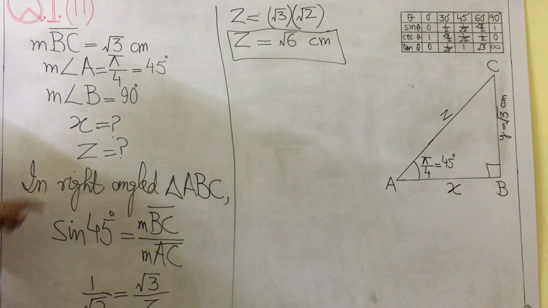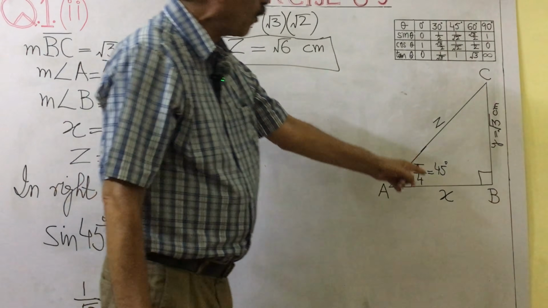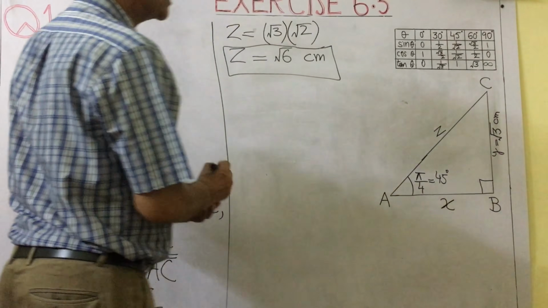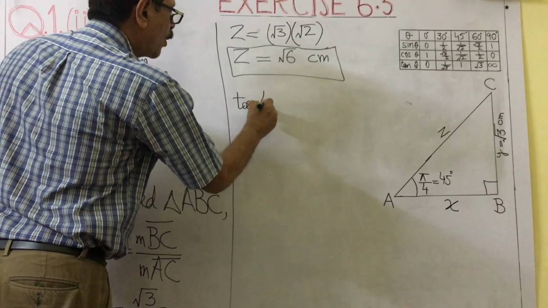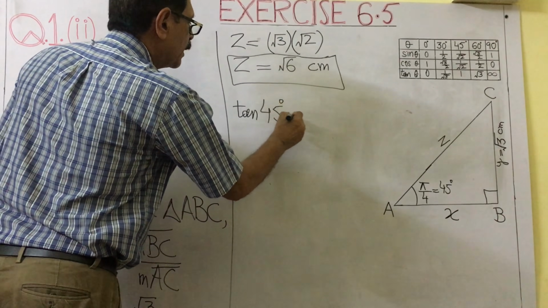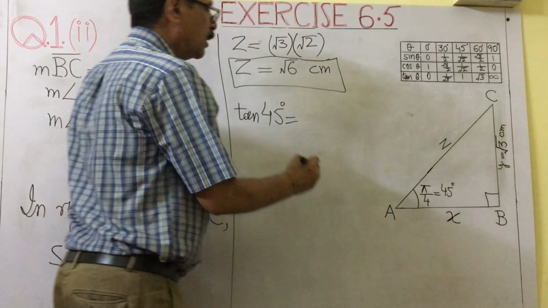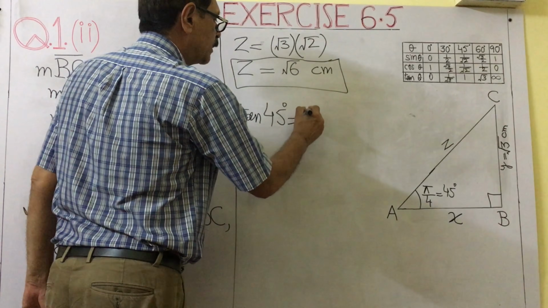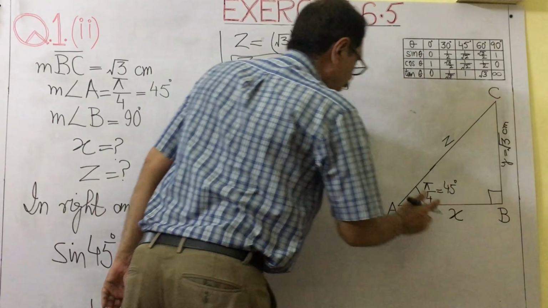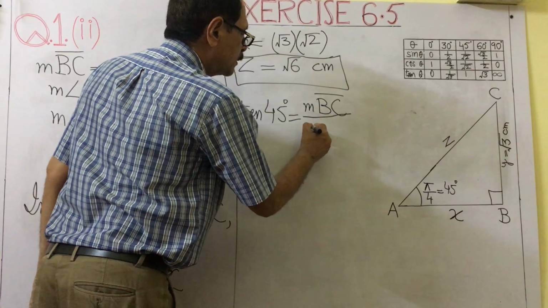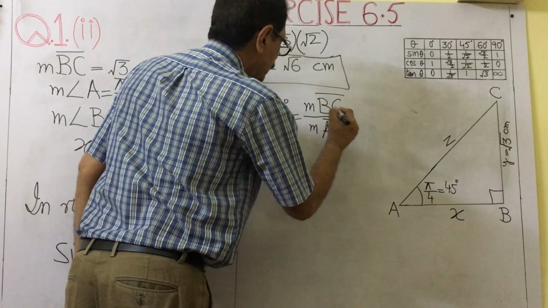Now we will find the value of X. We can say tangent of 45 degrees is equal to perpendicular over base. Perpendicular is BC, base is AB.